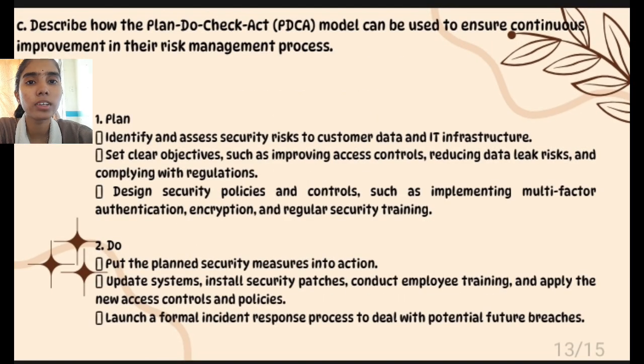So for C, the question is, describe how the Plan-Do-Check-Act, that is the PDCA model, can be used to ensure continuous improvement in their risk management process. The first one, plan. Identify and assess security risks to customer data and IT infrastructure. Second, set clear objectives such as improving access control, reducing data leak risk, and complying with regulations. The third one, design security policies and controls such as implementing multi-factor authentication, encryption, and regular security training.